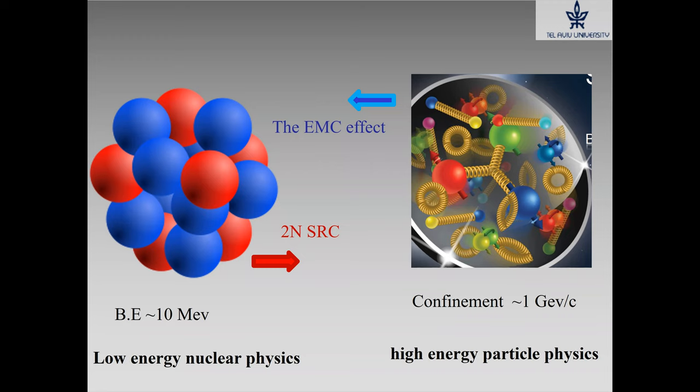Okay, so you can do this in the EIC. Basically, there's no problem. You go to large Q square. Yeah, for higher Q square, we have to see what's happening. Okay, thanks.